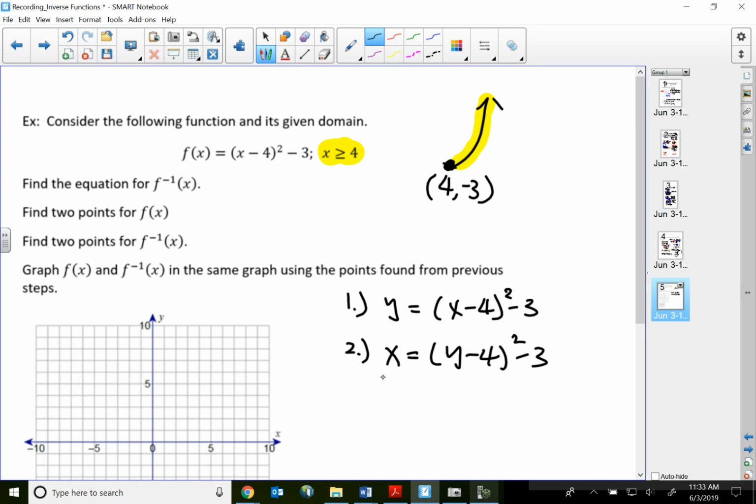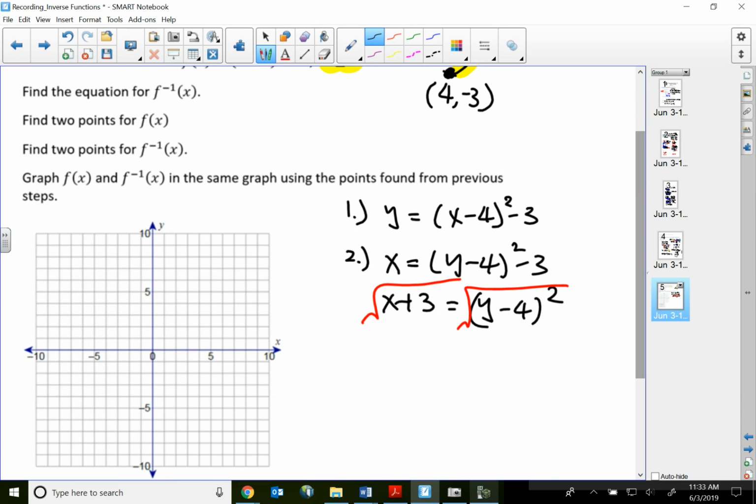All right, solve for y, move the -3 over, so that'll be x plus 3 equal to y minus 4, whole thing squared. To get y by itself, got to take a square root on both sides. Check it out. When I take a square root on both sides, square and square root cancel out, I end up with y minus 4 equal to positive and negative square root of x plus 3.